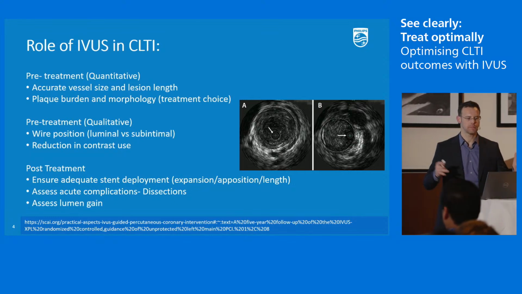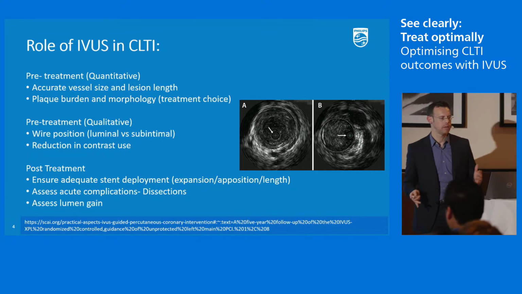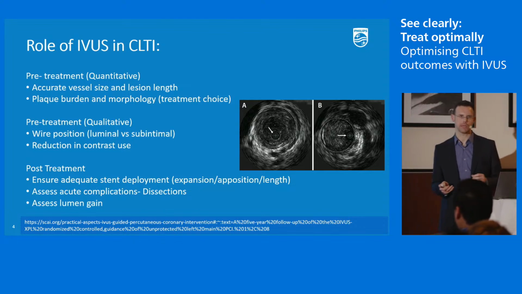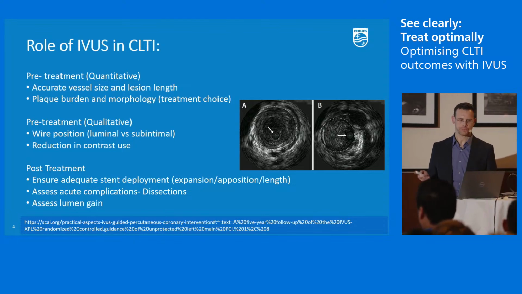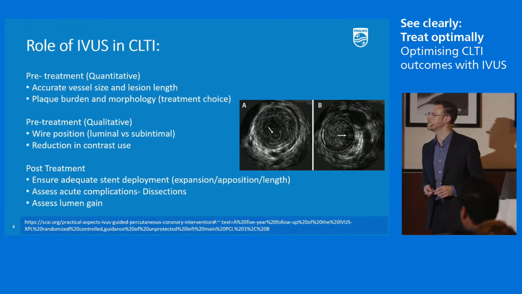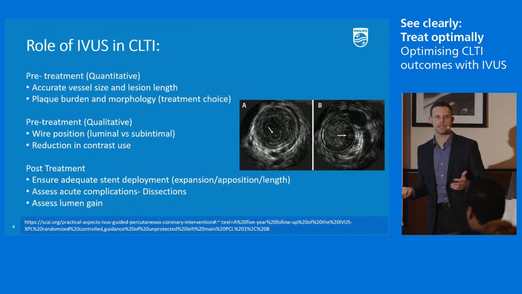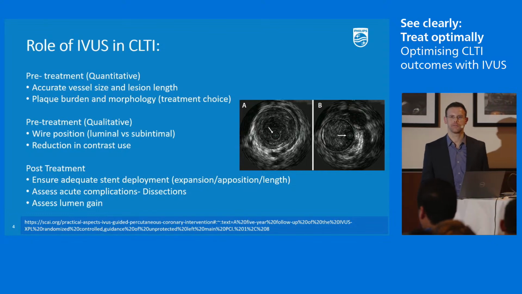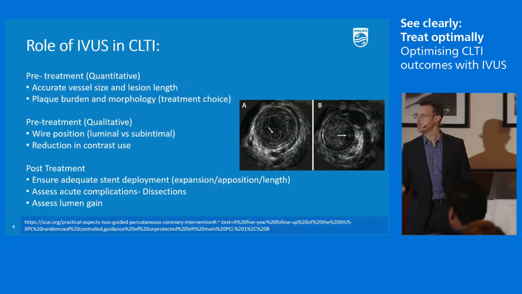So we call that reference vessel diameter, don't we? You can look at the morphology of the plaque. Again, NT went into that, and I think we'll be looking at that in more detail tomorrow morning. You can look at more qualitative data, as in where is your wire? Is it in the subintimal space? Is it in the lumen? Does that then guide your choice of vessel prep? Well, it certainly should. Reducing contrast in the way NT's already described.